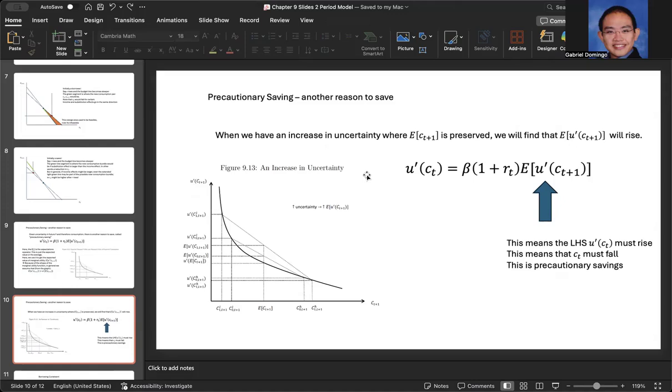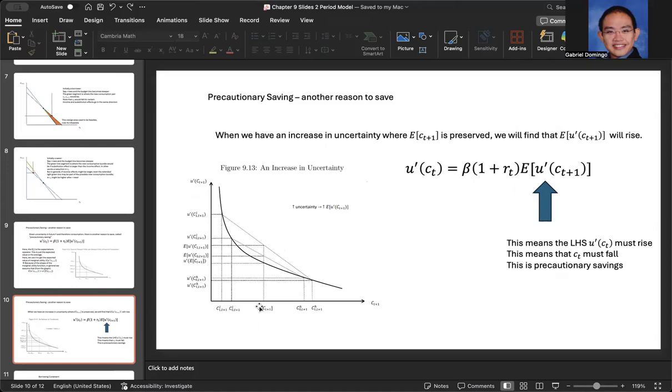Now, when we have an increase in uncertainty, where the expected consumption is preserved, you'll find that expected marginal utility will rise. So the right-hand side of the Euler equation will tend to go up. We had talked about the interpretation of this: the reward to saving, the reward to future consumption. So that goes up, which will tend to make you want to consume more in the future, to save more in the present. Okay. So let's check it out.